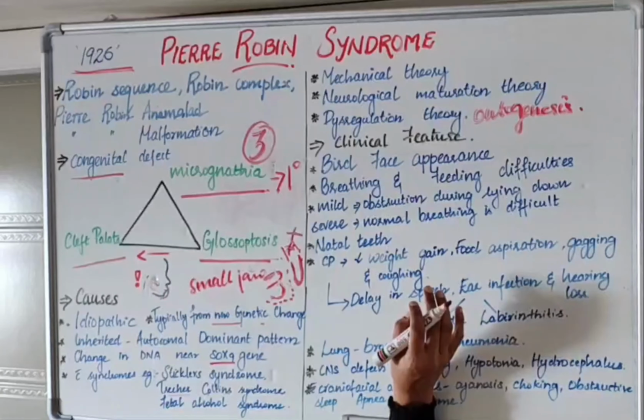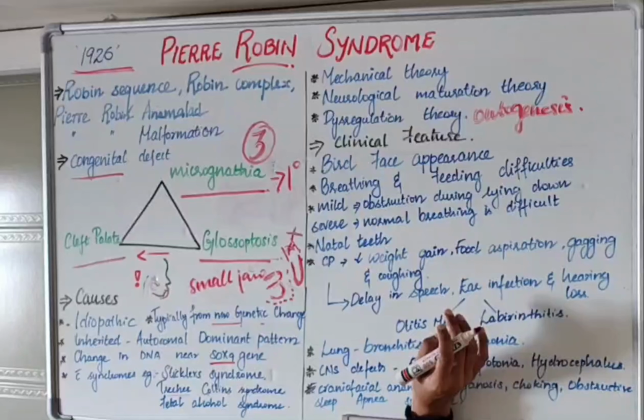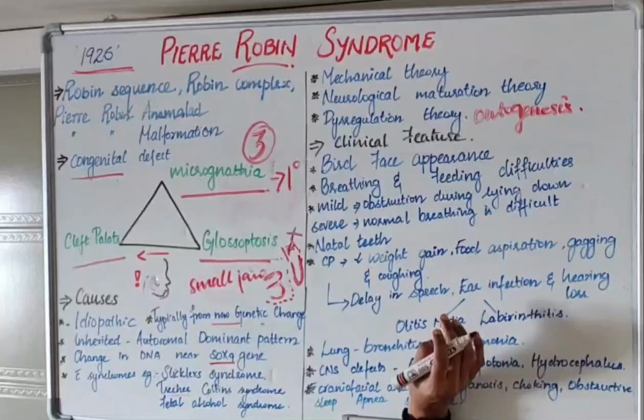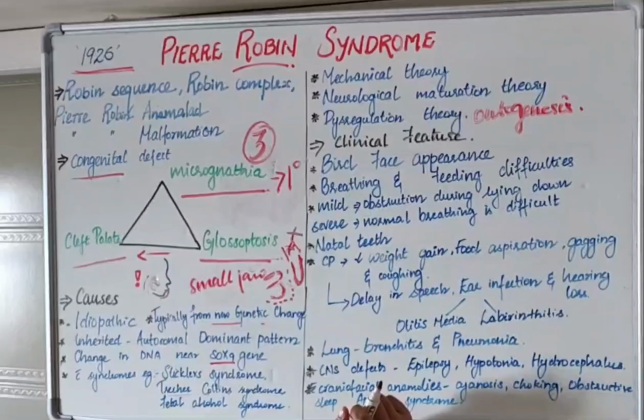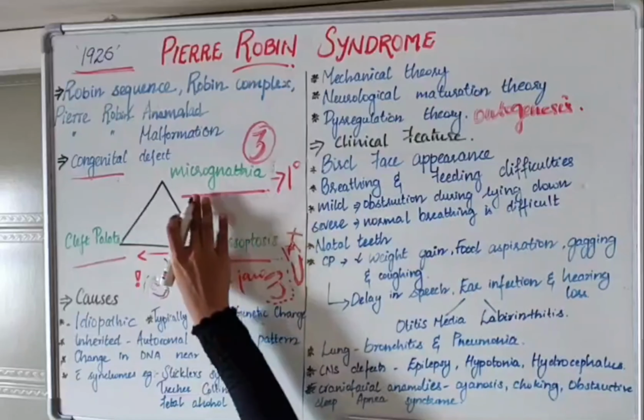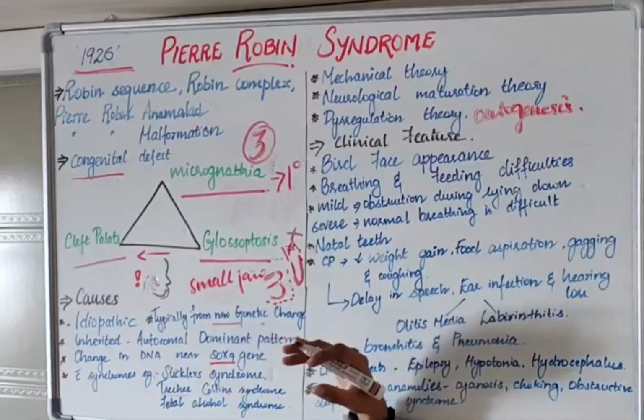So first we have seen what are the other names, then the three classical triads of Pierre Robin syndrome, next the causes. So next comes the clinical features. What are the features which we can see in Pierre Robin syndrome? Related to these three, there will be features so that you can understand and also remember it in a better way. First you see micrognathia. When the jaw is very small, there will be a small mandible.